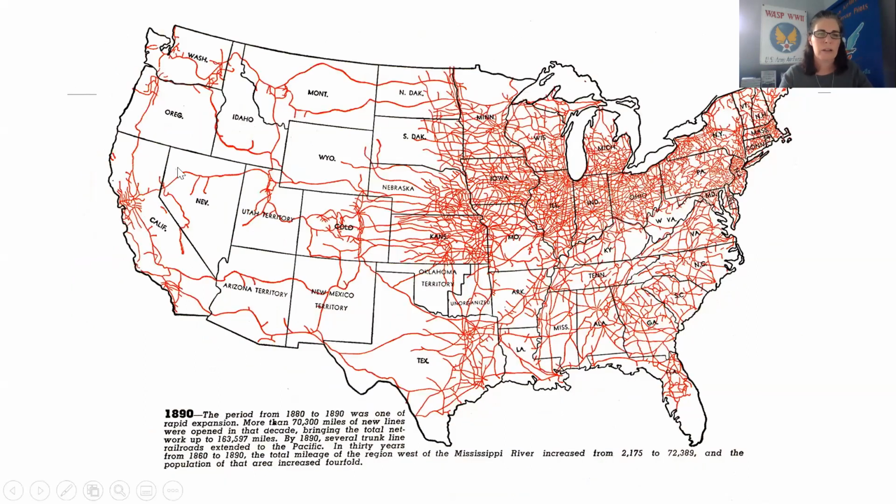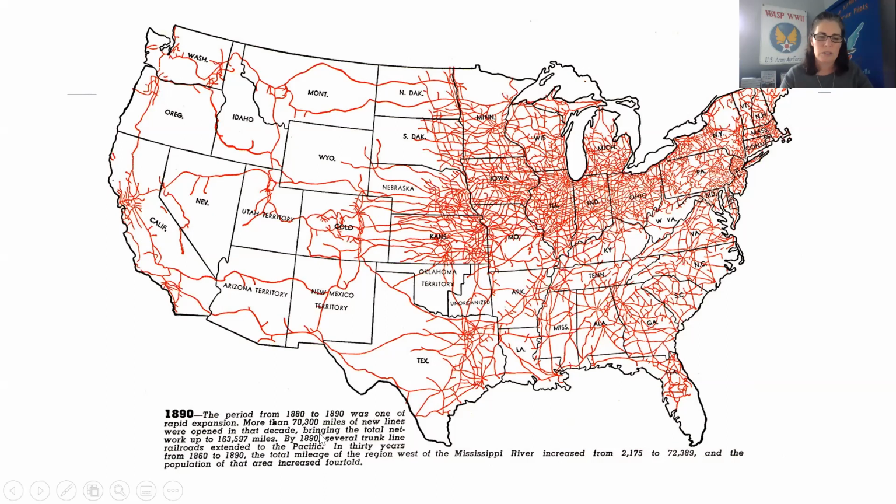And then look at this one. I just think this is incredible. This is 1890. Huge explosion in the amount of railroads, over 70,000 new miles during that decade, making the total over 163,000 miles. You've got several lines going all the way to the Pacific, so it's not just that one transcontinental railroad anymore. Just a huge amount of mileage.